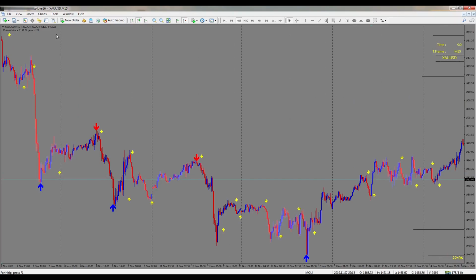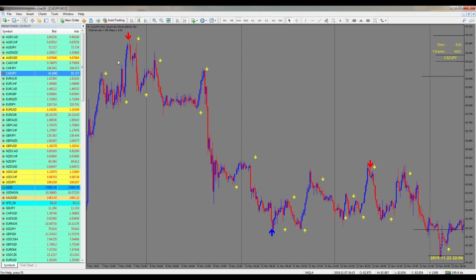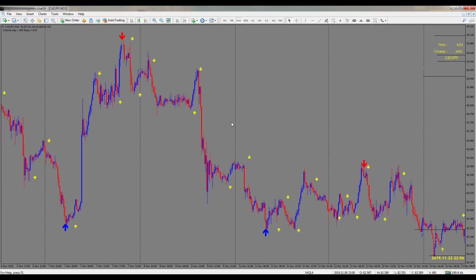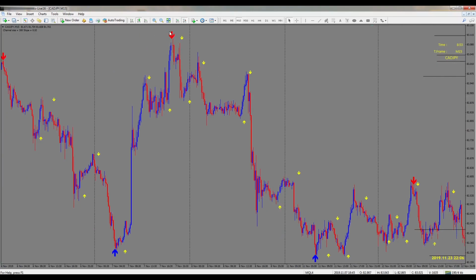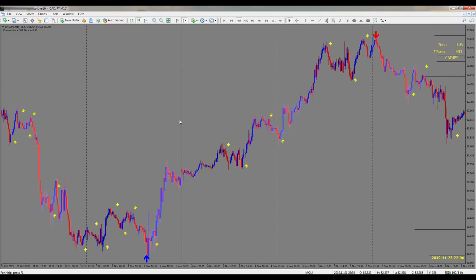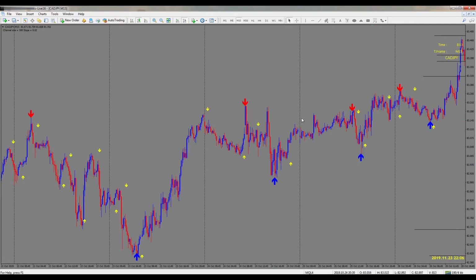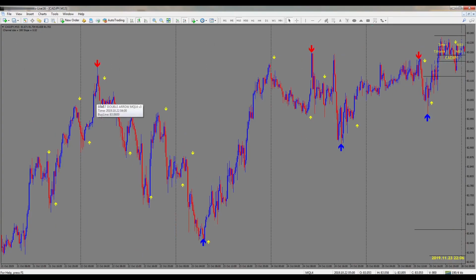Let's look at another chart. Let's check a random chart. What is that? CADJPY. Same story. Big arrow, little arrow, drop. Big arrow, little arrow, rise. As you can see, guys, these are random charts that I'm choosing just to show you.